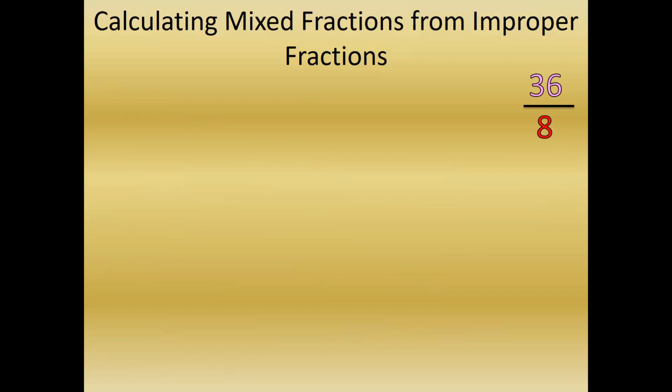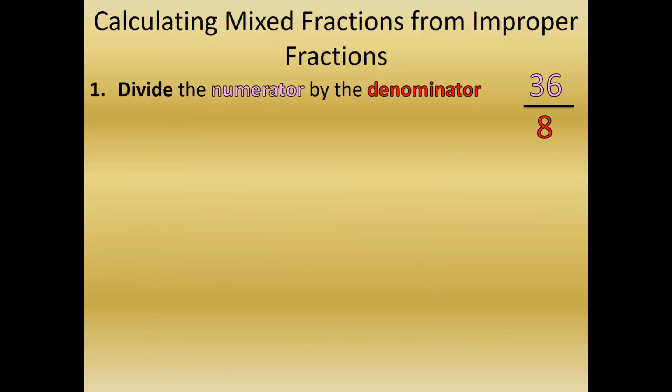So we're going to do one more together. So we have 36 over 8. So looking at this, we divide the numerator by the denominator. It's the very first step. So we do 36 divided by 8. So 8 goes into 3 how many times? 0. 8 goes into 36 how many times?